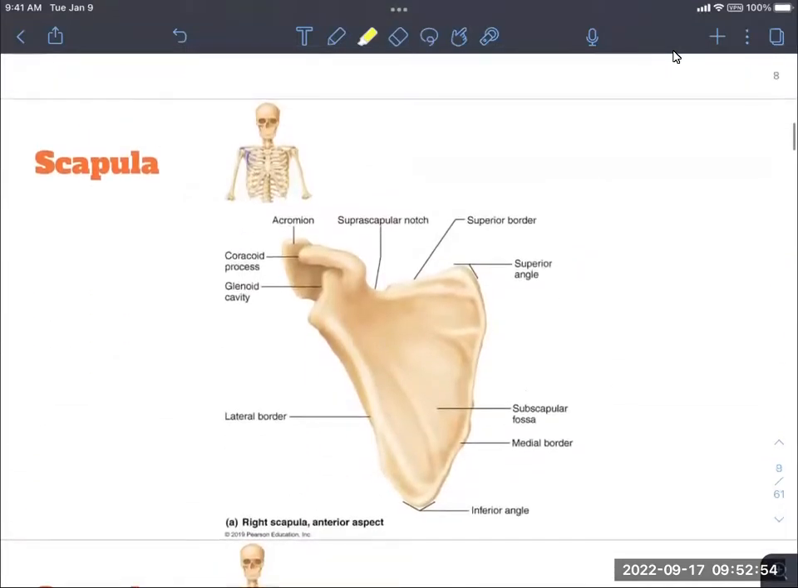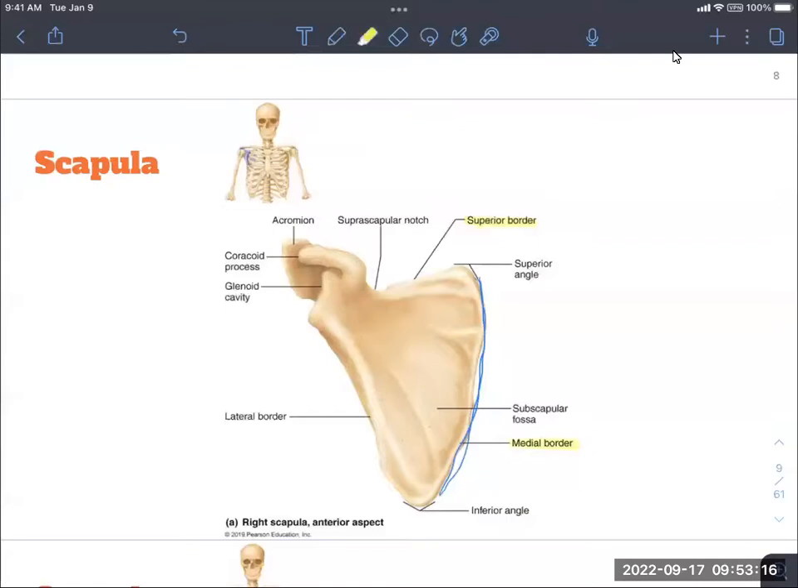So here is the scapula. We have the different borders. So we have that superior border across the top, the medial border. As I said, that medial border is more of that long side. This is what faces your spine.